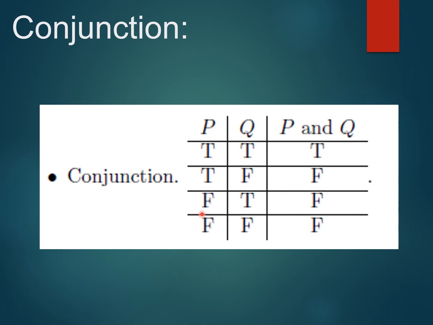Now come to the third row. P is false and Q is true. The answer is false. Why? Because P is false. In the last row, both are false, so the answer is again false, as P and Q are both false.